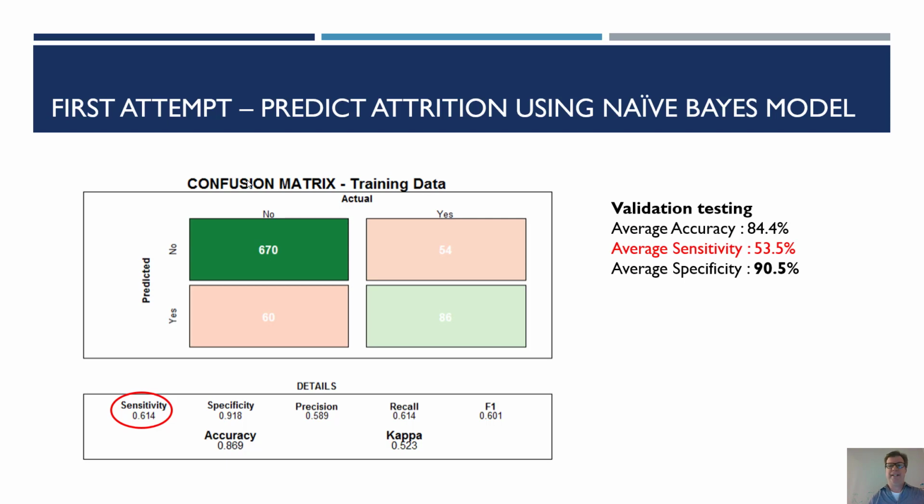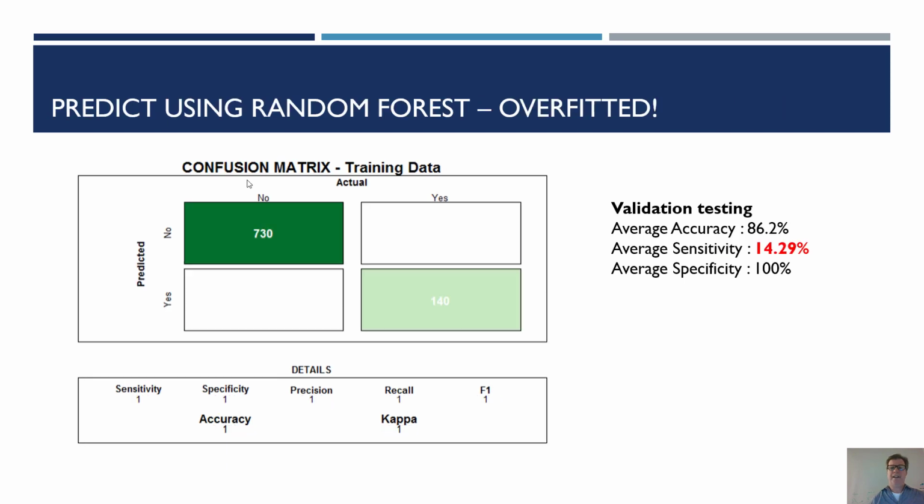The first attempt at predicting attrition was to use a naive Bayes model. This model had good results overall, but it had a low sensitivity of only 53%. The next model was the random forest technique. This model also resulted in only an average sensitivity of 14%. So I had to reject both those two models.